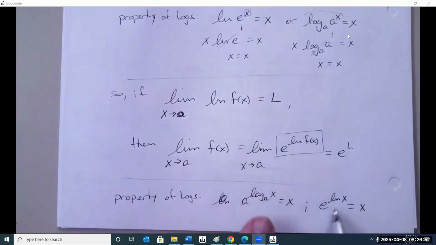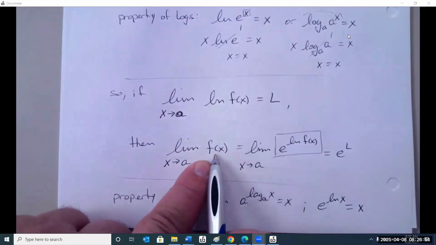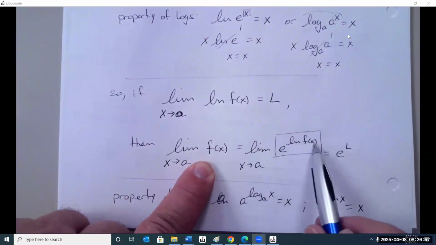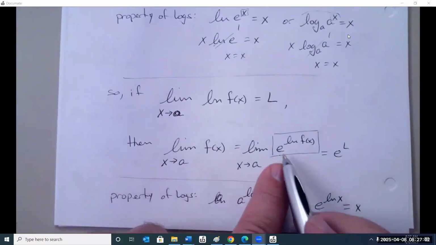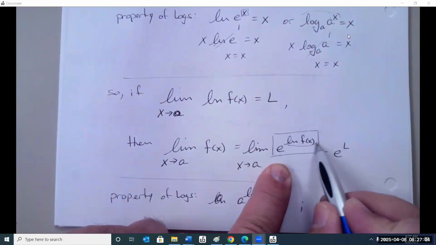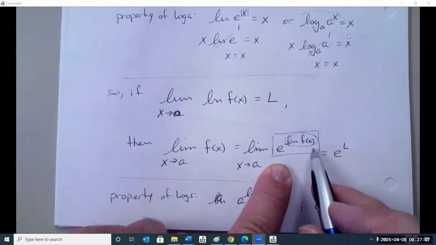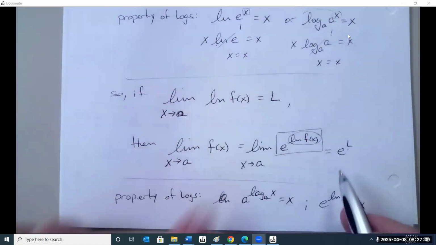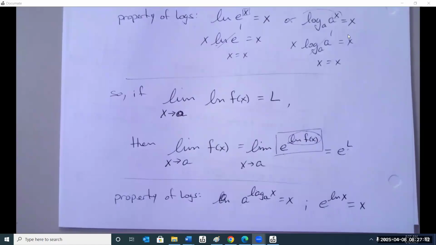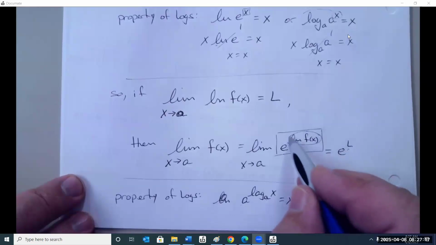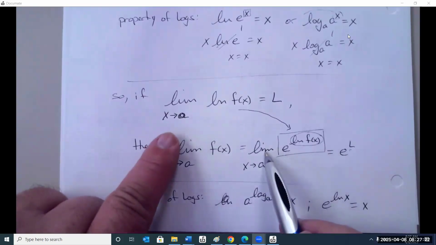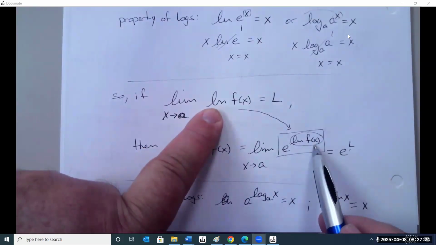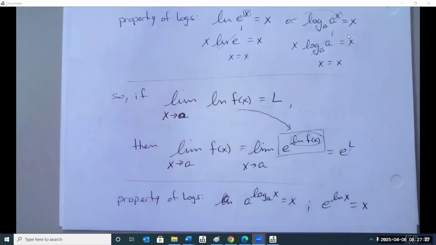So with this, f of x is the same thing as e to the power ln of f of x. Since these cancel, we get the limit of that. But since we took the limit of this, and we know that the limit of f of x is equal to L, then this is going to be the same answer. Since we know from here the exponent, the limit of ln f of x is L.